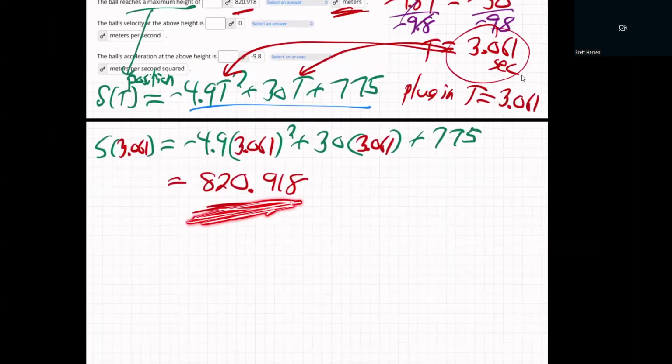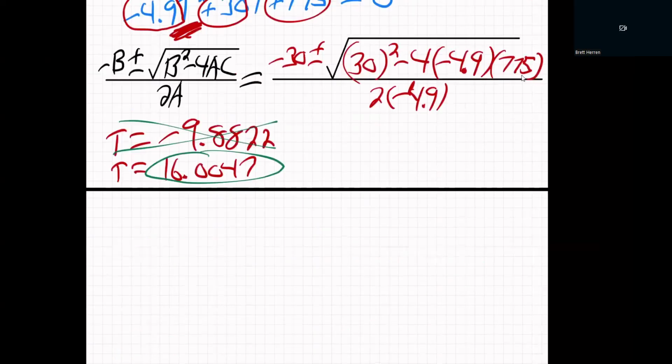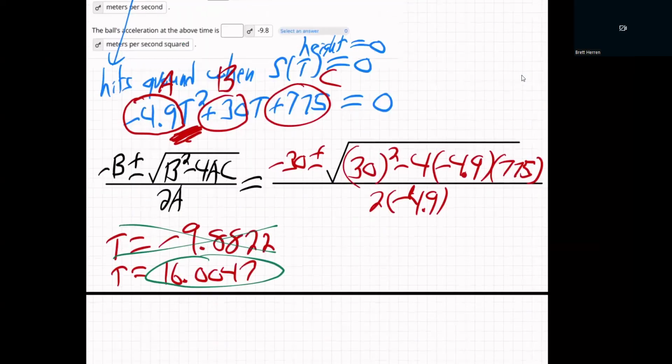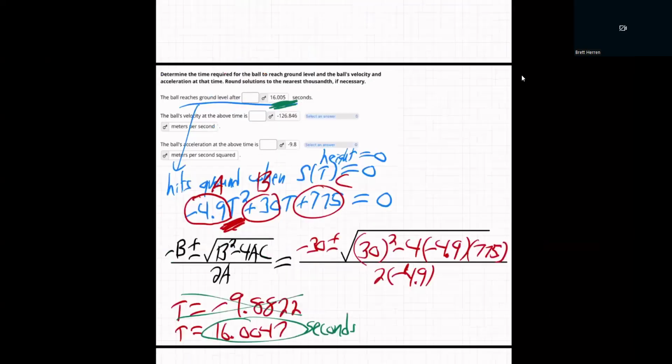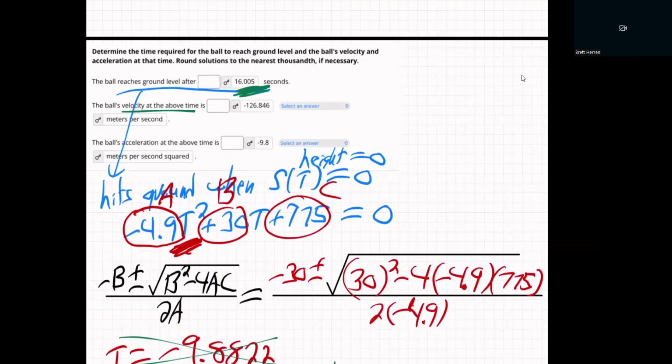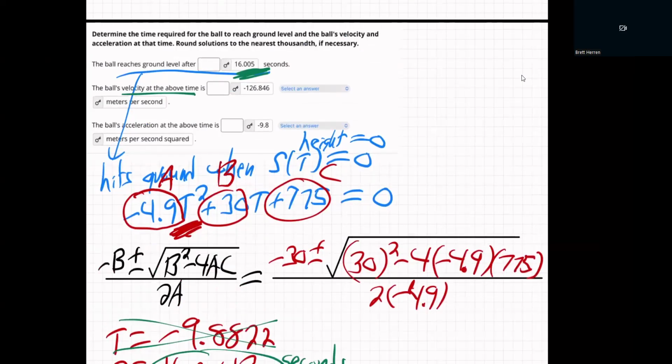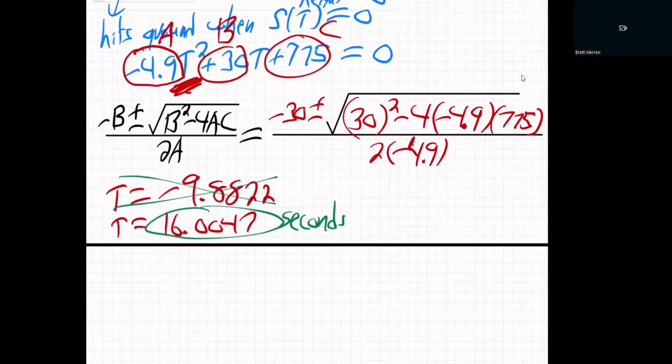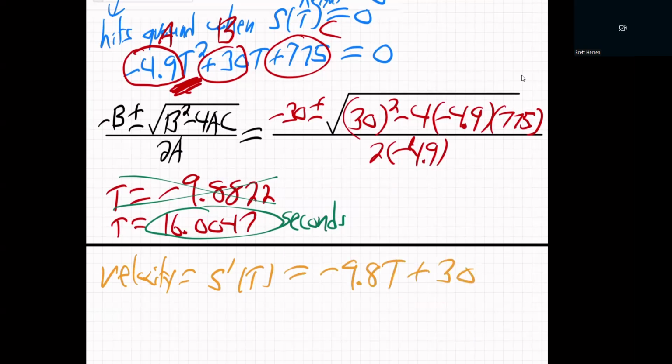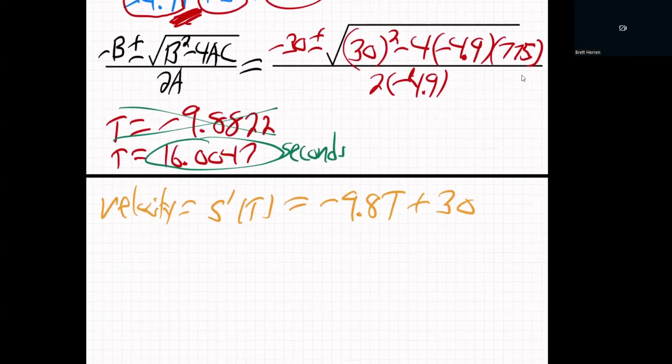You can't run that back in time. Whoops, I'm on the wrong part of the problem. We're down here. So the real answer is 16. That's seconds. So the ball will hit the ground 16 seconds after being thrown off that building. Now, what's the velocity at that time? Well, you just go to the velocity equation, which was the first derivative equation, which was negative 9.8 t plus 30. You can go back up and find it. And then just plug in.